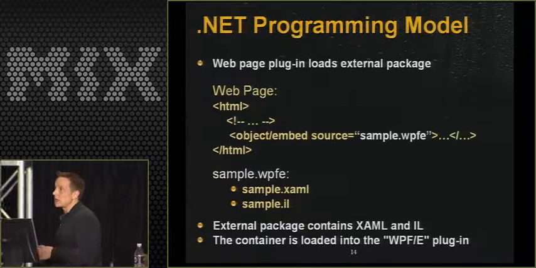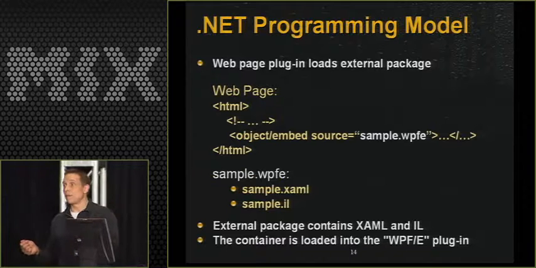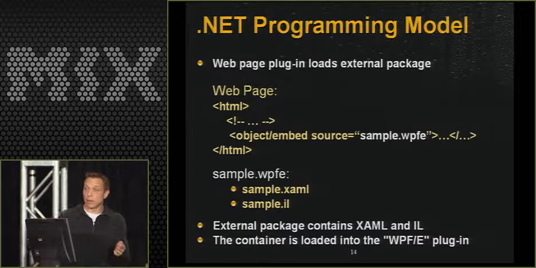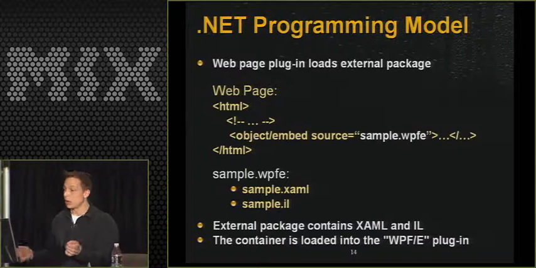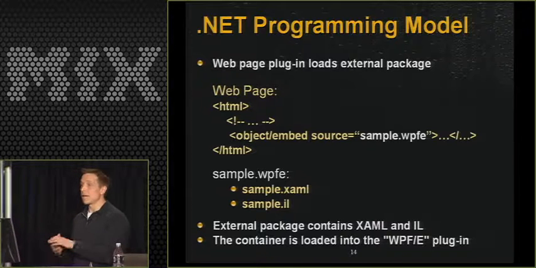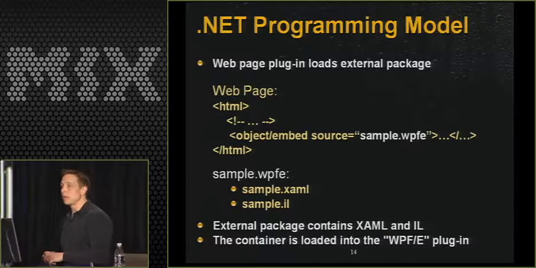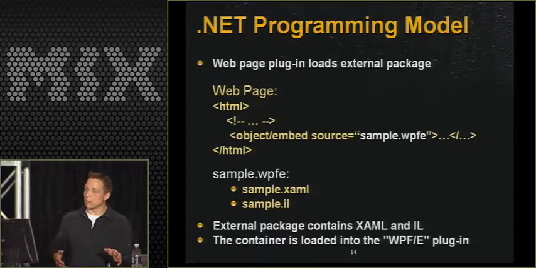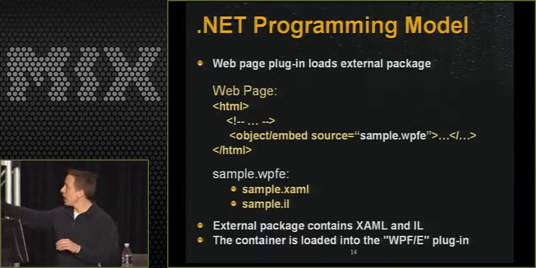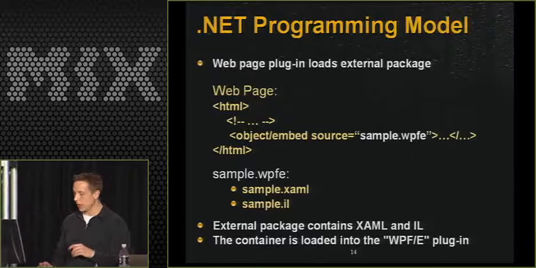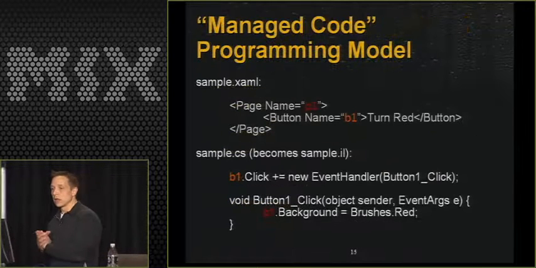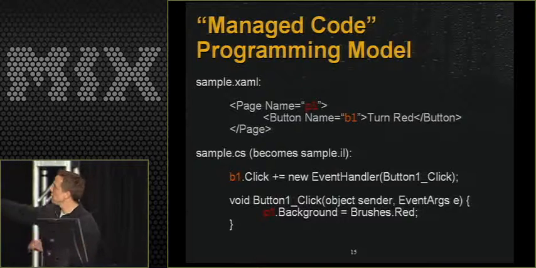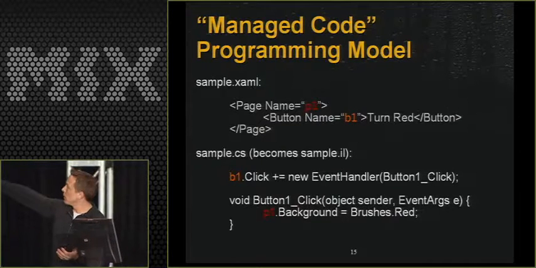So that's just the standard. I want to just take XAML itself and package it up. But again, you can do the same thing with the .NET programming model as well. And that's what this is showing: I can have an external sample.wpfe file. And rather than using JavaScript in the browser to program against it, I can actually have an IL file associated with it. And how that would look is, in this case, I have my sample.xaml, which is similar to what I showed you before.